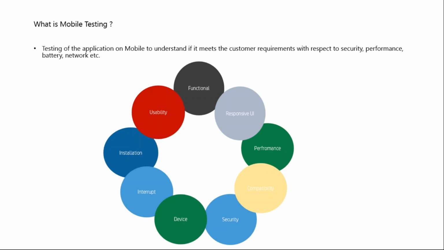Then next comes the performance. Yes, performance is equally important. Compatibility, as I mentioned, we have to cover the mobile testing on different set of devices. Now, when we say devices, it comes with different hardware configuration, and that is where we have to check the compatibility. Security aspect is very important.